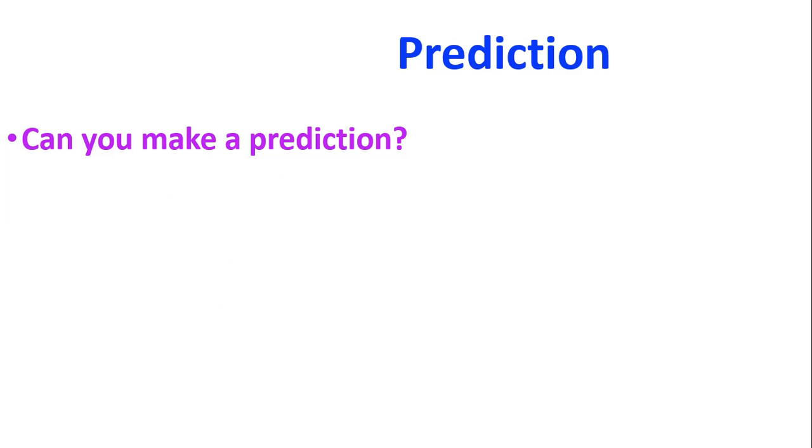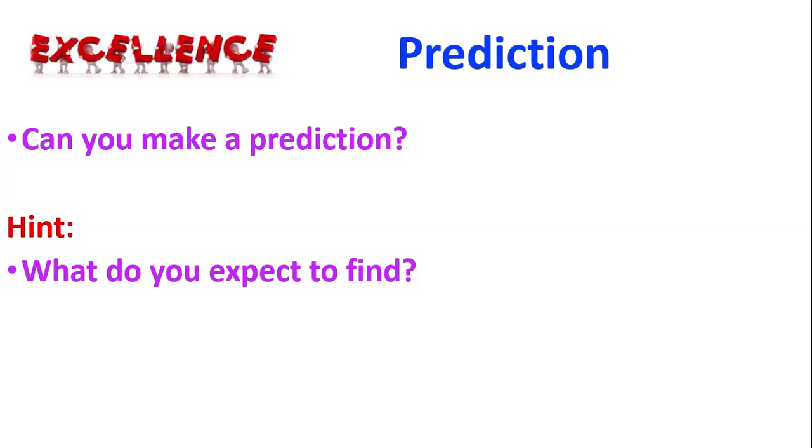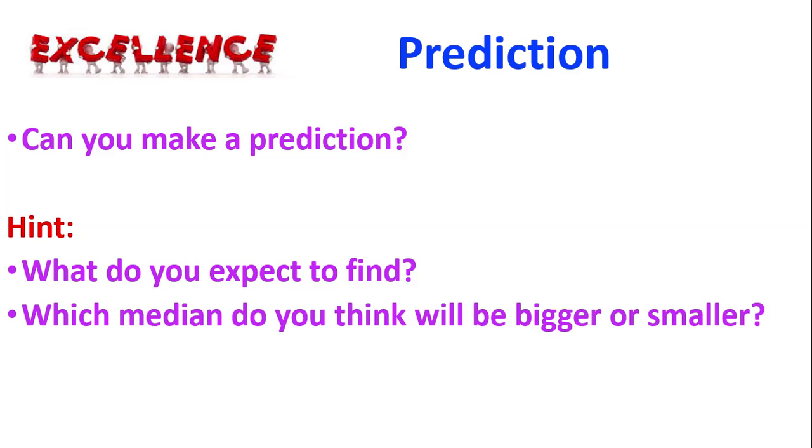Then for the prediction part, you need to make a prediction. Okay, so you need to tell me, this is our excellent stuff by the way, which group you expect to be bigger, shorter, smaller, taller, spend more time talking on the phone, whatever the variable is, you've got to tell me which one you think is going to have higher or lower values. Think about what you expect to find. Think about which median you're going to expect to be bigger or smaller, because that's the key parameter that we're looking for here, is what the median's doing.